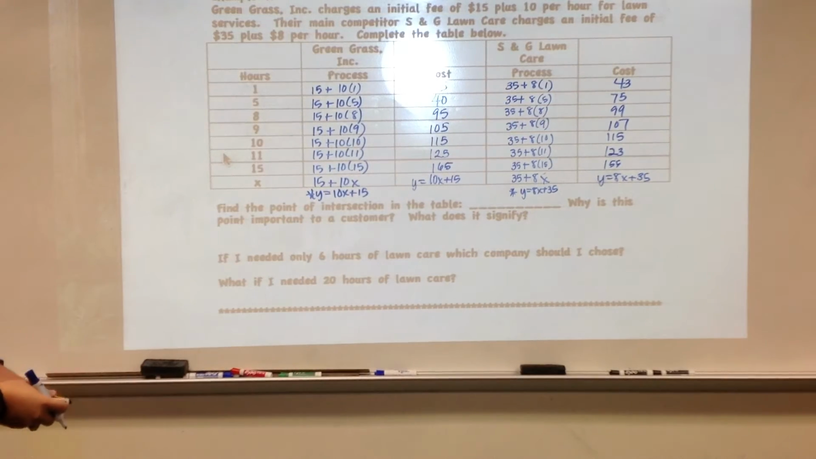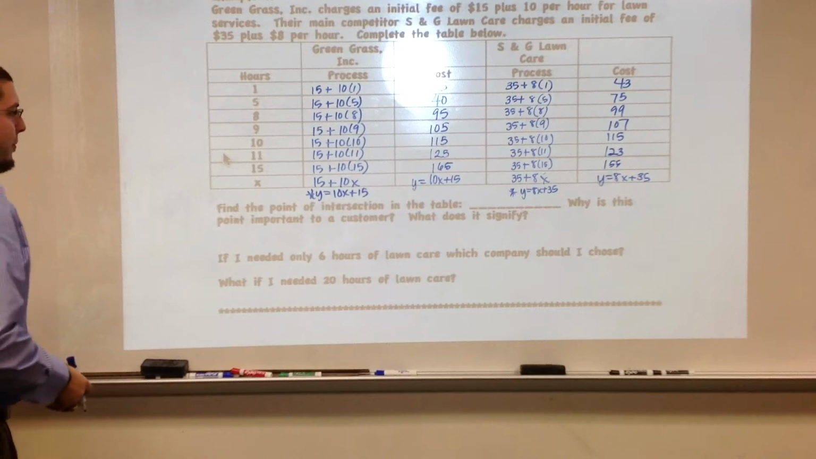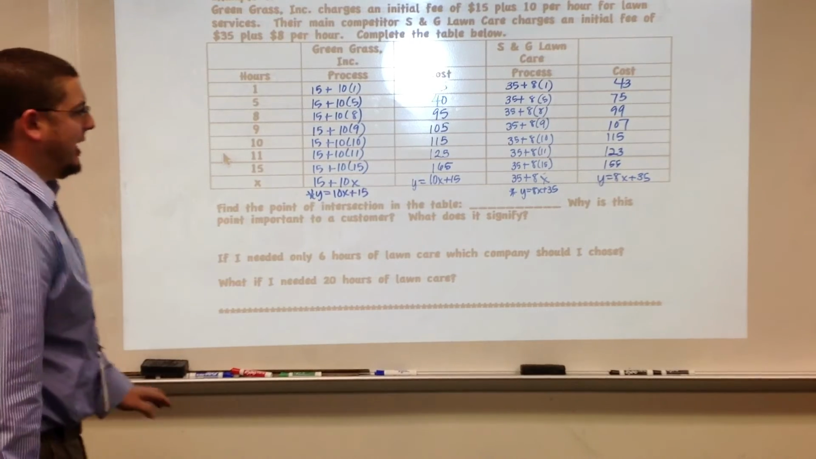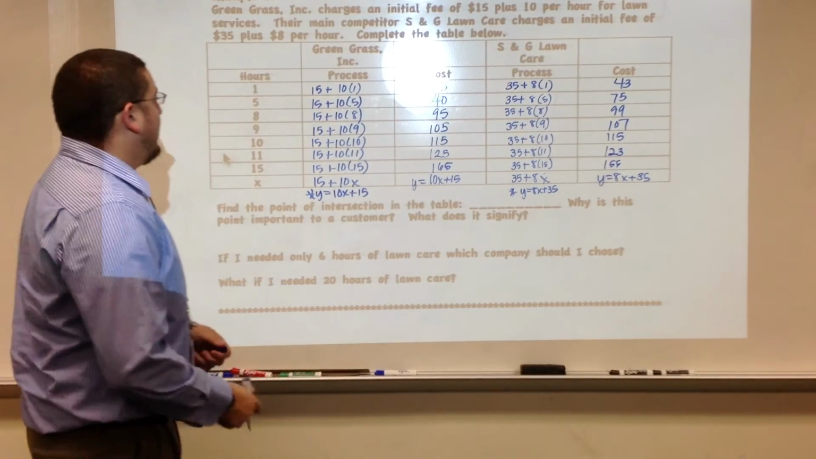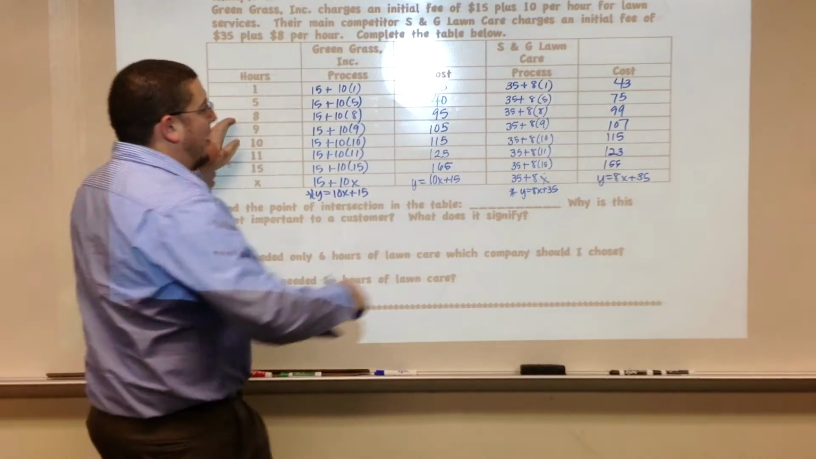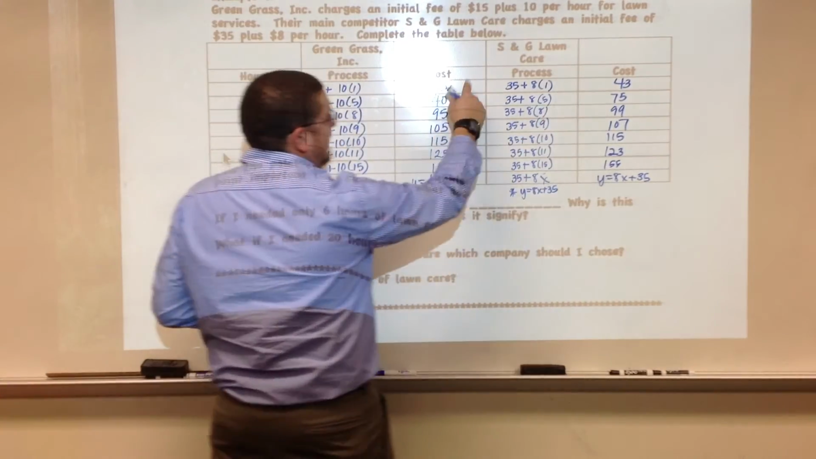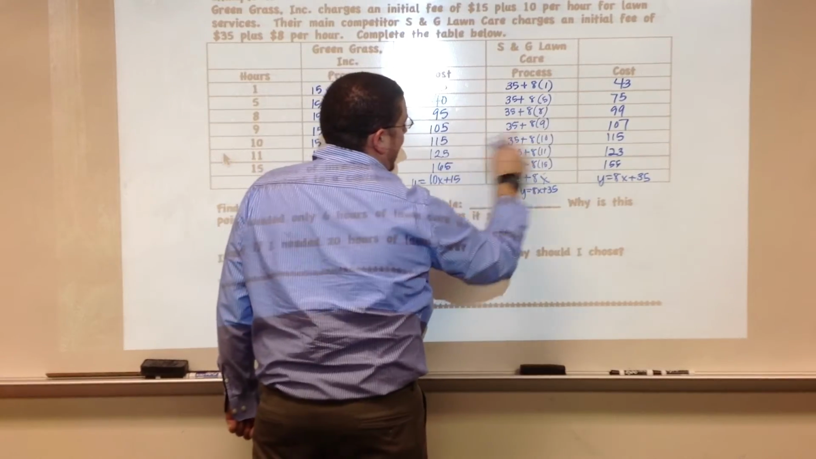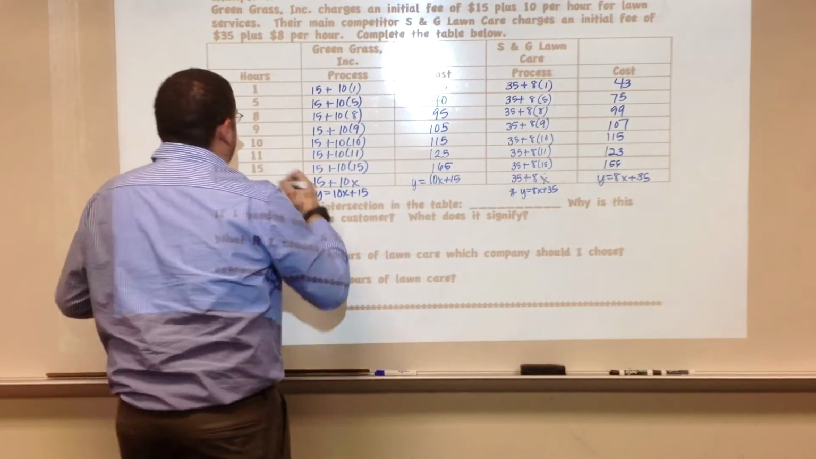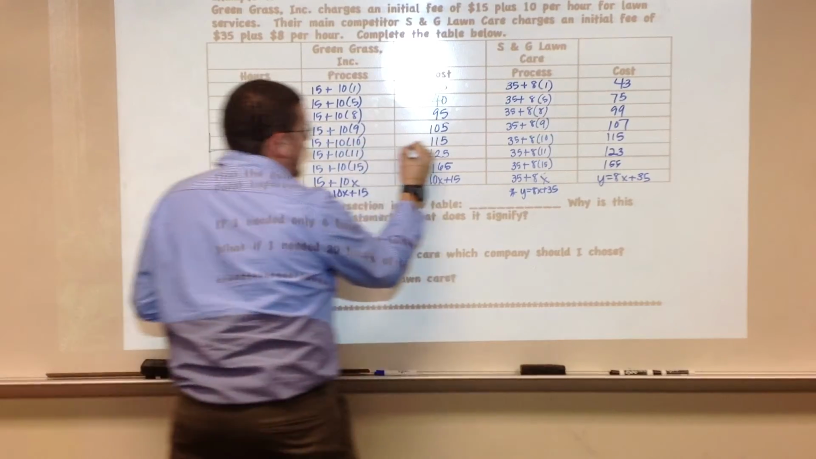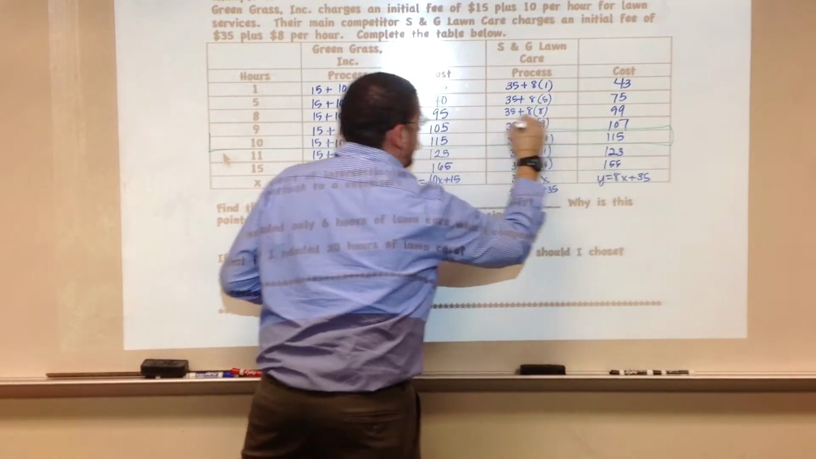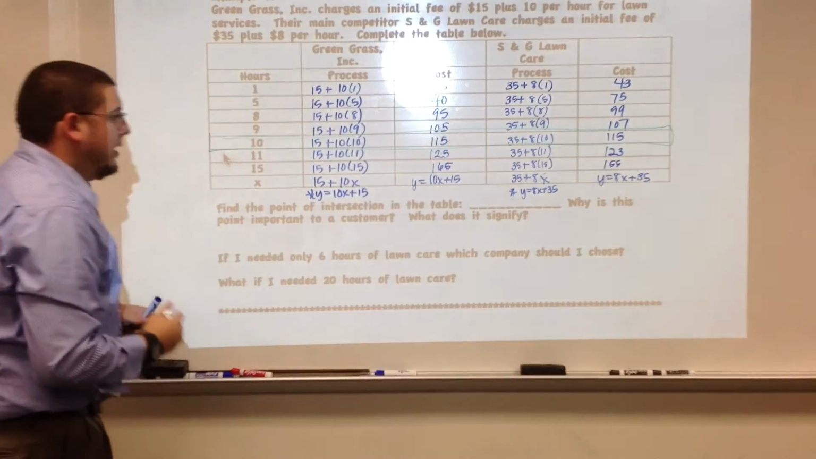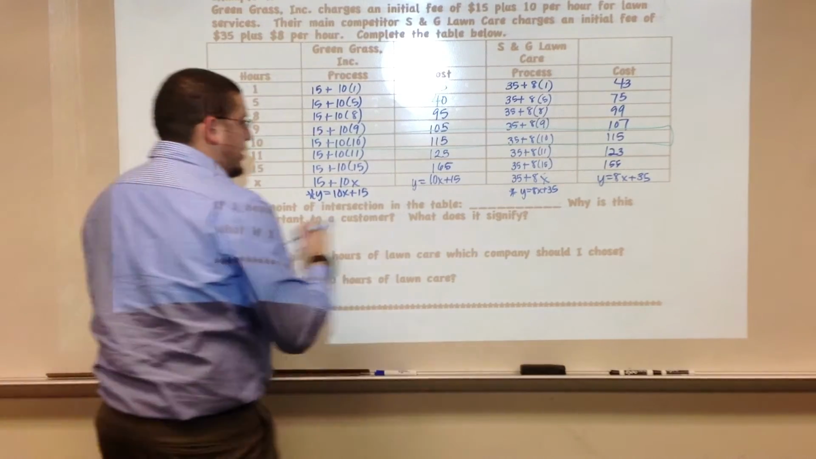Okay, so now I've filled out my table below, and this is going to help us with a lot of information. It says find the point of intersection in the table. Where are the points the same? Where are the hours and the cost the same? So I'm looking for the same number in the cost value. These are different, these are different, these are different. Now here we have the same value. At the 10-hour mark, we have the same value. So it's 10 hours in which they're the same.